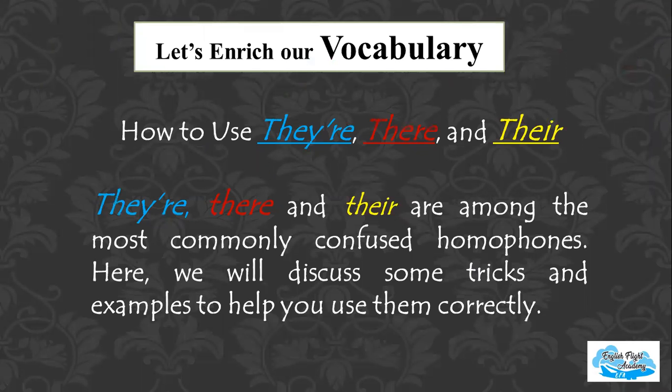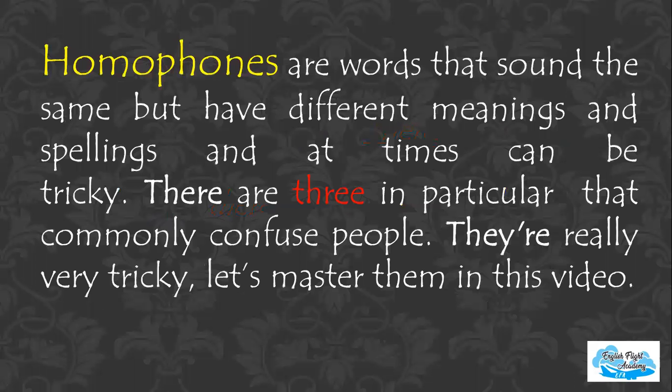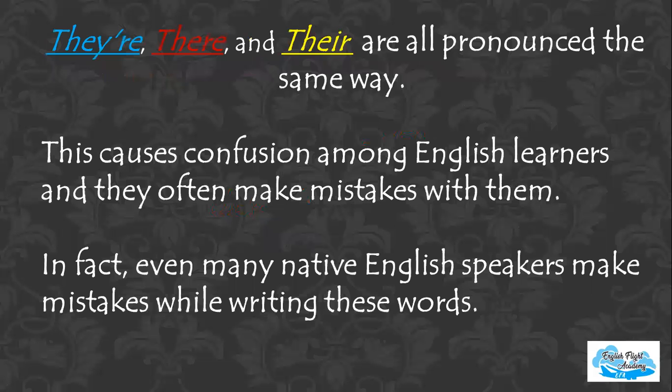How to use their, there, and they're. These three are among the most commonly confused homophones. So we'll discuss here some tricks and examples to help you use them correctly. Homophones, as you know, are words that sound the same but have different meanings and spellings too, and at times can be very tricky. There are three in particular that commonly confuse people. They are really very tricky, so let's master them in this video lesson.